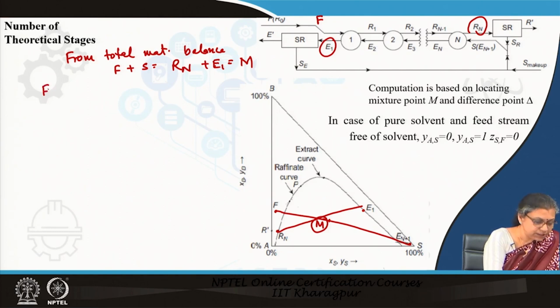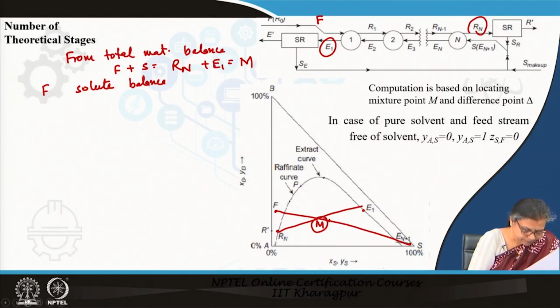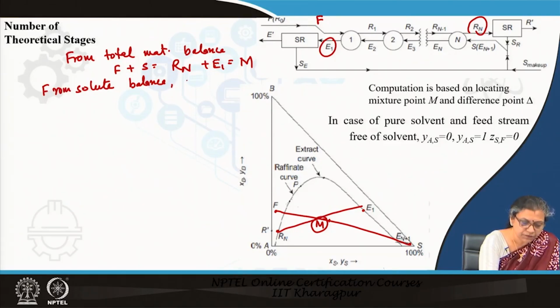To find out the coordinates of M, we can do the solute balance. From the solute balance, we are going to get the y coordinate. From the solvent balance, we are going to get the x coordinate, isn't it? So, from solute balance, or the balance of component B, we can locate M in what particular way?